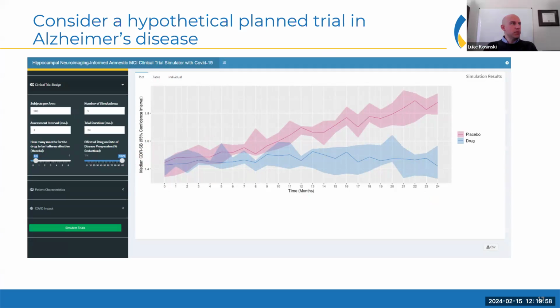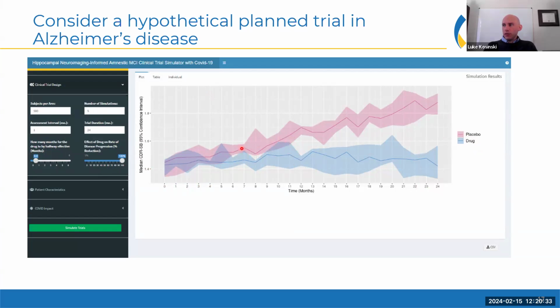This is the CDR-SB. Let me just remind myself what this means. I don't want to say it incorrectly. Okay, clinical dementia rating scale. So when we're looking at this over time, we can design a trial. Let's say we have 500 subjects in each arm. We have a certain assessment interval. So we're planning to do assessment intervals every month, and we're running this for 24 months. And then we have a certain drug effect we're expecting.